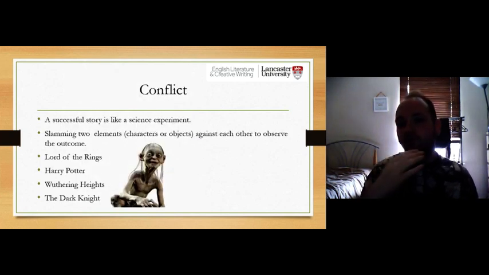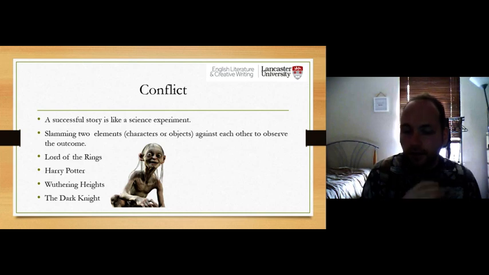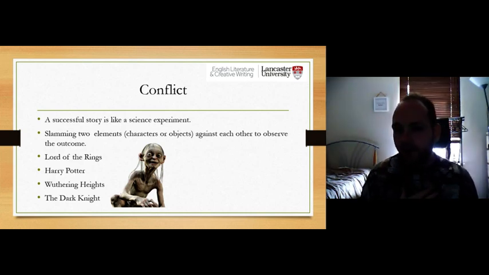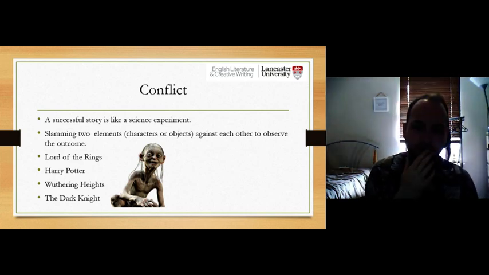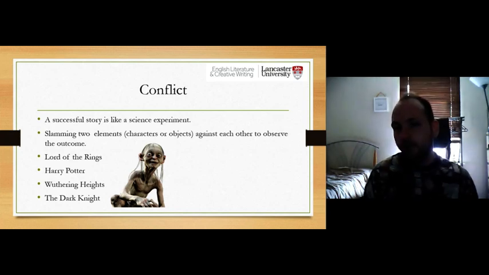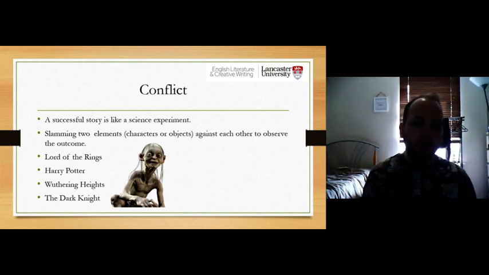Let's talk about conflict now. A successful story really is like a science experiment. I'm really sorry to labour my metaphors here. What we want to do in a story though is slam two elements, two characters, two objects, two biases, two opinions, two points of view against each other and observe the outcome.